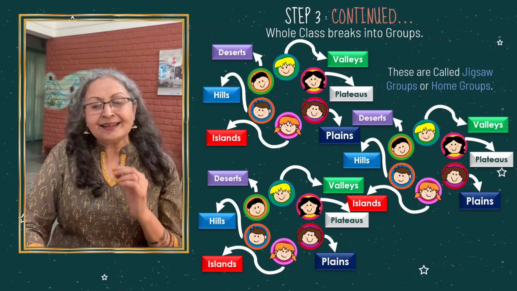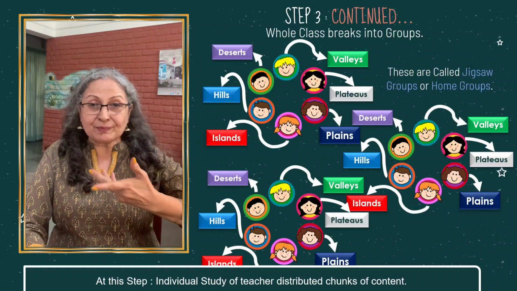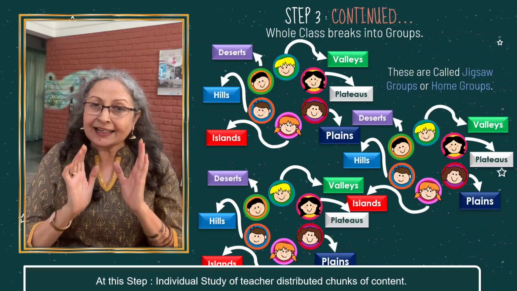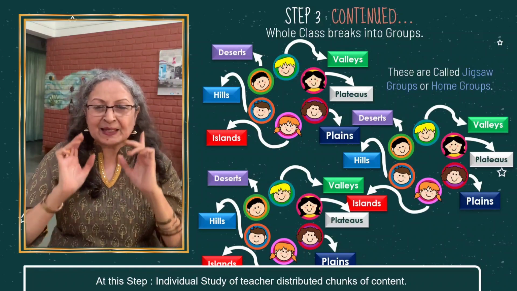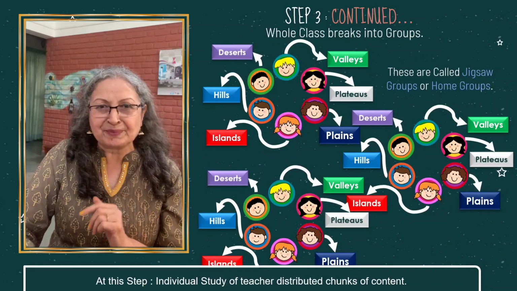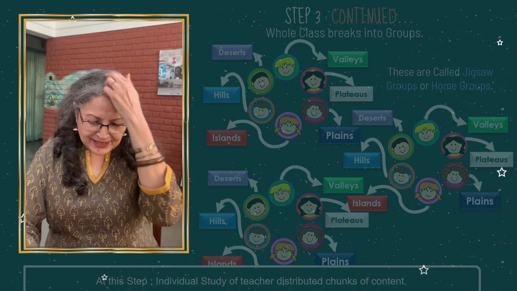यहाँ पे क्या होता है? At this step, individual study of the teacher distributed content or textbook divided content is done by the child. अकेले पढ़ रहा है बच्चा at this time. Independent learning, independent study at this stage. In the home group, what happens next? Had I been doing this live, I would have asked you to put in some comments, but here I will tell you what happens next.